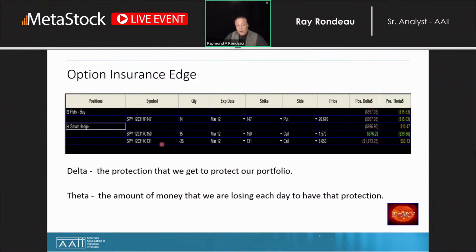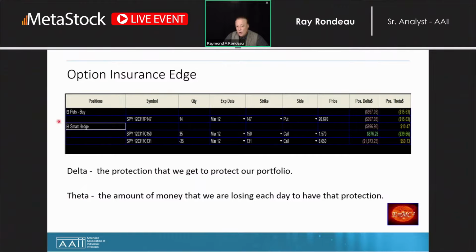With the bottom vertical call spread, the second option position is a spread, and you can see we're going to get the same amount of protection right here, about $996 on a $1 move.